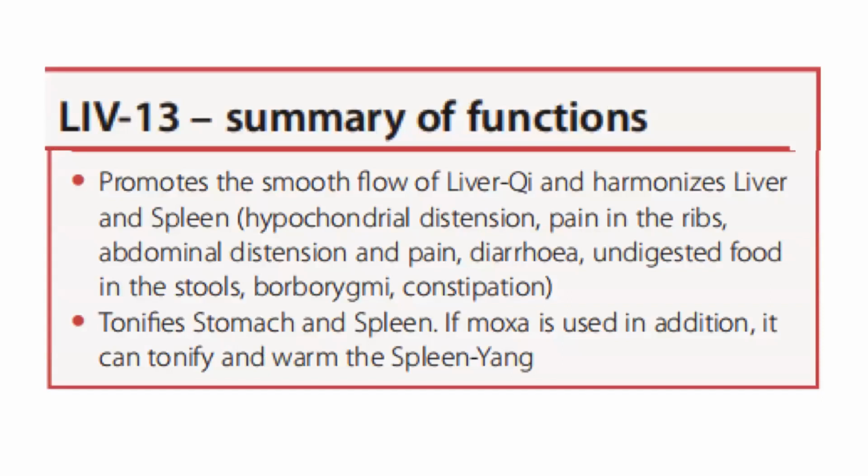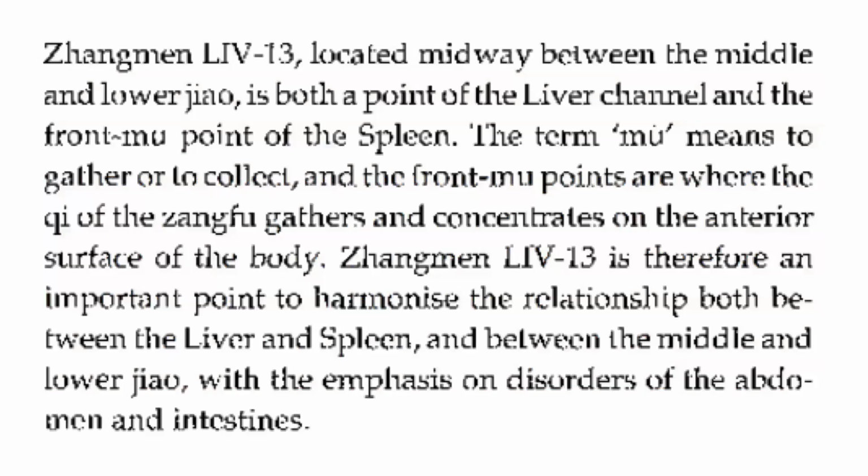Summary of functions: promotes the smooth flow of liver qi and harmonizes liver and spleen, manifested as hypochondrial distension, pain in the ribs, abdominal distension and pain, diarrhea, undigested food in the stools, borborygmi, and constipation. Liver 13 tonifies stomach and spleen. If moxa is used in addition, it can tonify and warm the spleen yang.